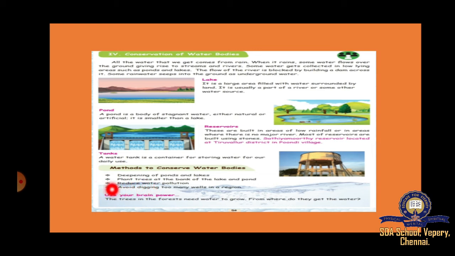Next, use your brain power. The trees in the forest need water to grow. From where do they get the water? Each and every person will not go to the forest, right, to water the trees. We never go to the trees and never water them in the forest. But how are they growing? Can you tell that? Because of rainwater. The trees get water from underground. When rain falls, it goes into the ground and helps the trees to grow.